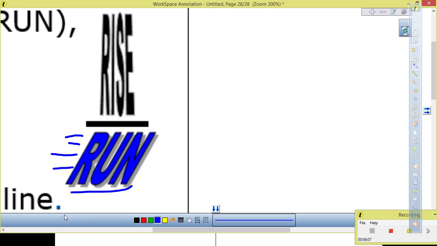Now check this out. Each of those values represent a variable. Watch. Run represents the variable X. And notice if I put a little head right here, it looks like it's running.